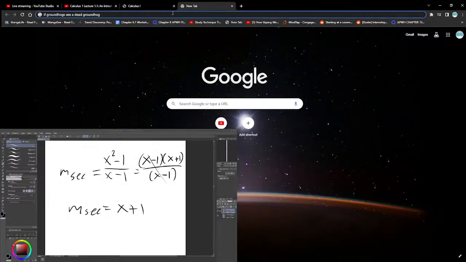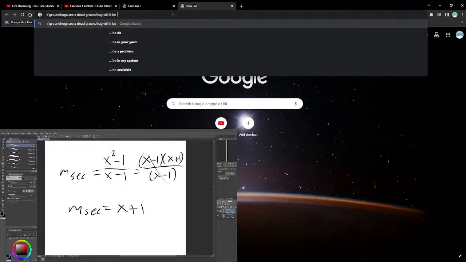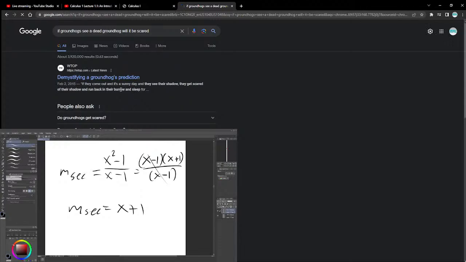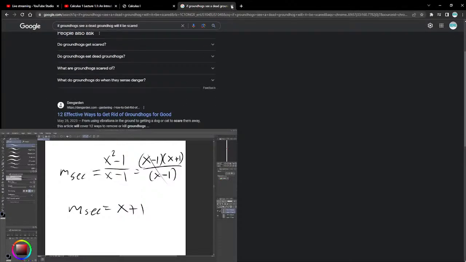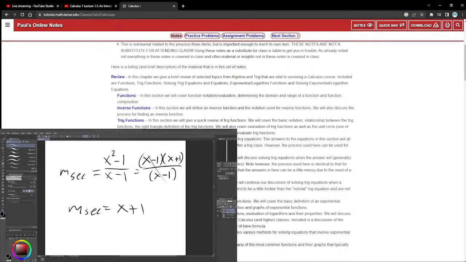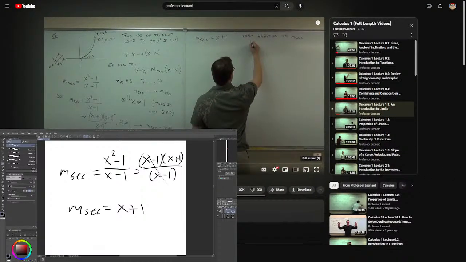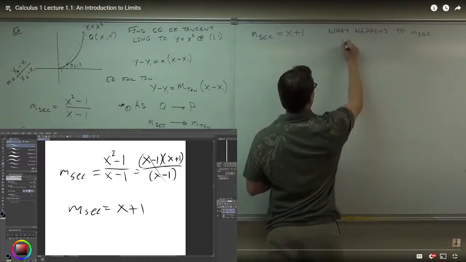If a groundhog sees a dead groundhog, will it be scared? It's only telling me they're scared of their shadow. Come on, but if groundhogs are scared of their shadow, they gotta be scared of dead groundhogs, right? Surely. That's like us being scared of mice, but not being scared of like a murderer or something, right?